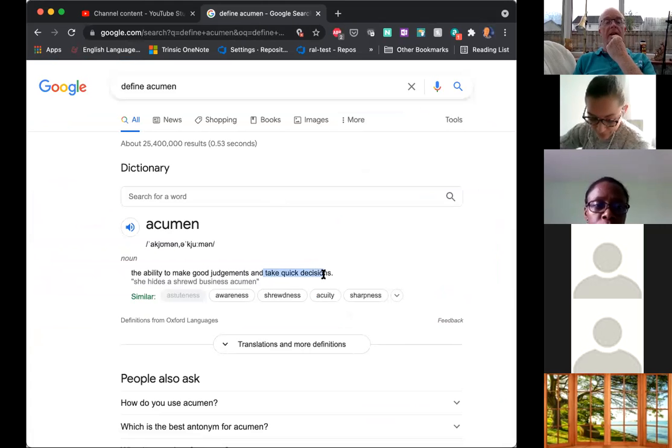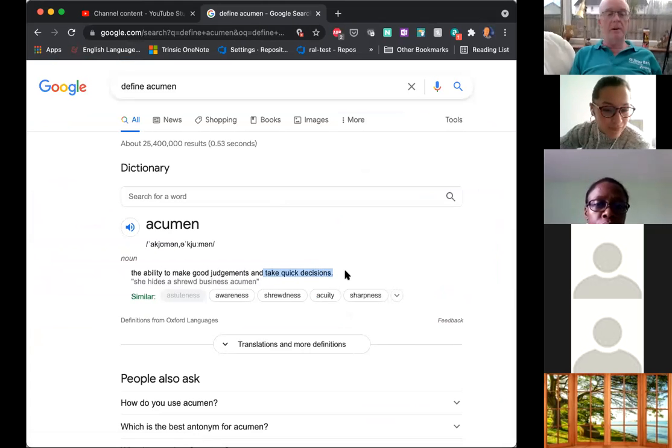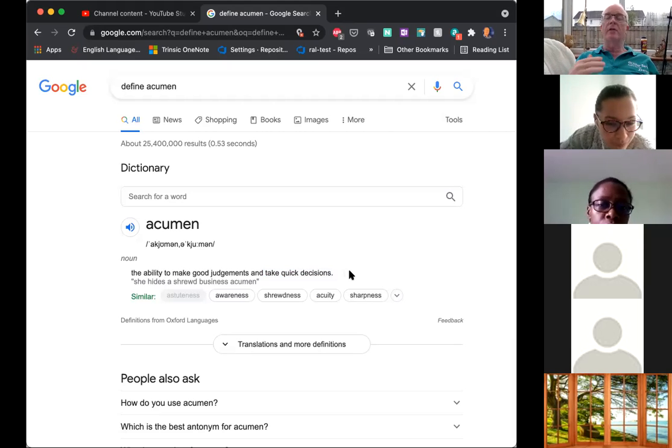I see, look, see that? That was missing from Cambridge, right? That's an important aspect of it. Because if you take forever to make a decision, there could be disaster, right? So making good decisions, it's important that it's done in a reasonable time window.